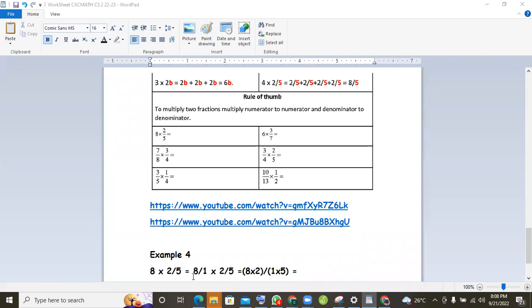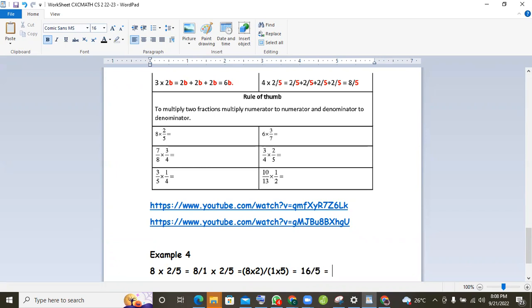So here we have it, 8 times 2, numerator to numerator, 1 times 5, denominator to denominator. 8 times 2 will give us 16, 1 times 5 will give us 5.